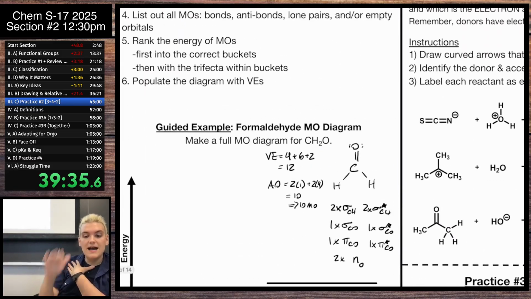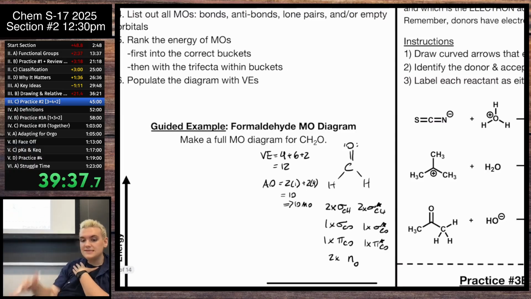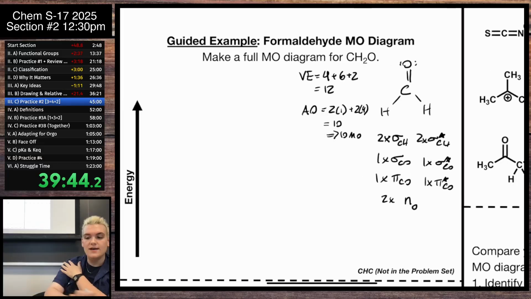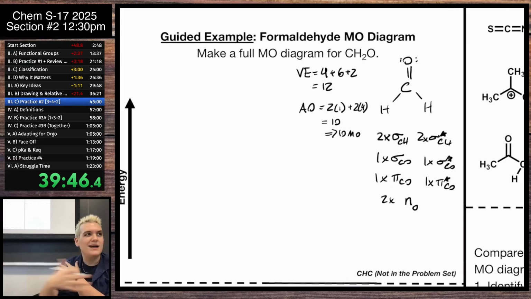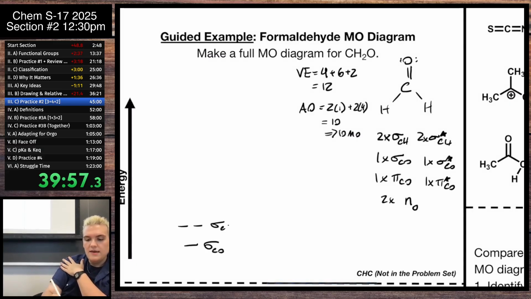So now that we have all of our MOs listed out, we list them in our energetic order. And we start with the buckets, and then if we have things in the same bucket, then we use our low energy trifecta. So what's the lowest energy bucket type of molecular orbital? Sigma. Okay, sigma CH, sigma CO, which one's lower in energy? CO, sigma CO. Then we have our sigma CHs. Then next lowest energy is pi, so we only have the pi CO. Then we have non-bonding, so we have lone pair on the oxygen.